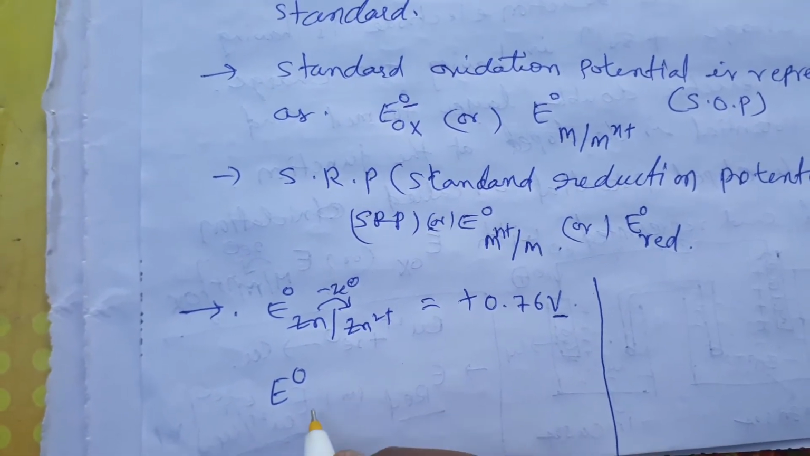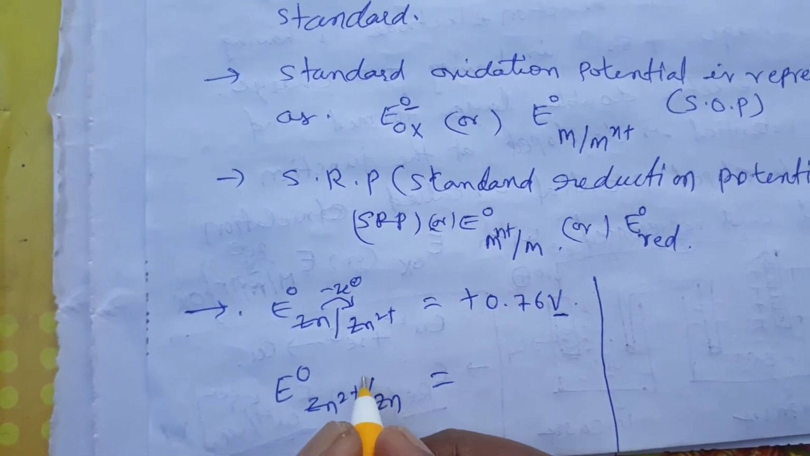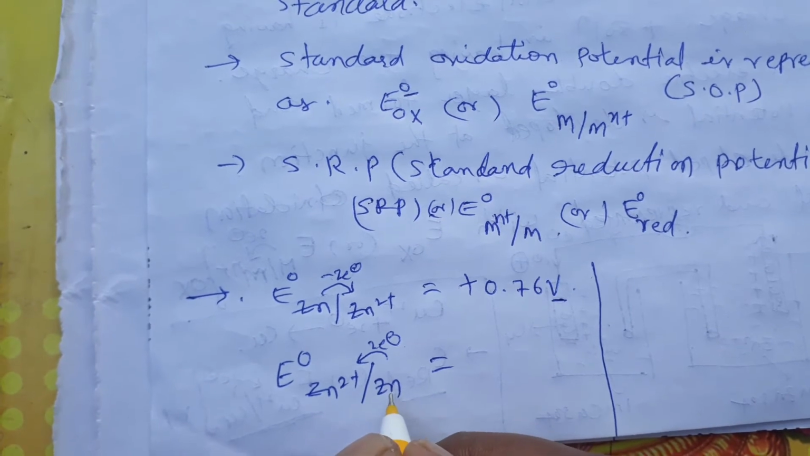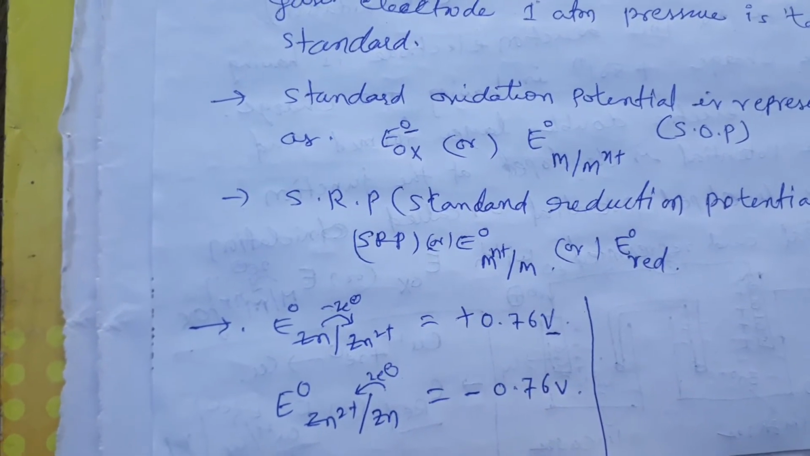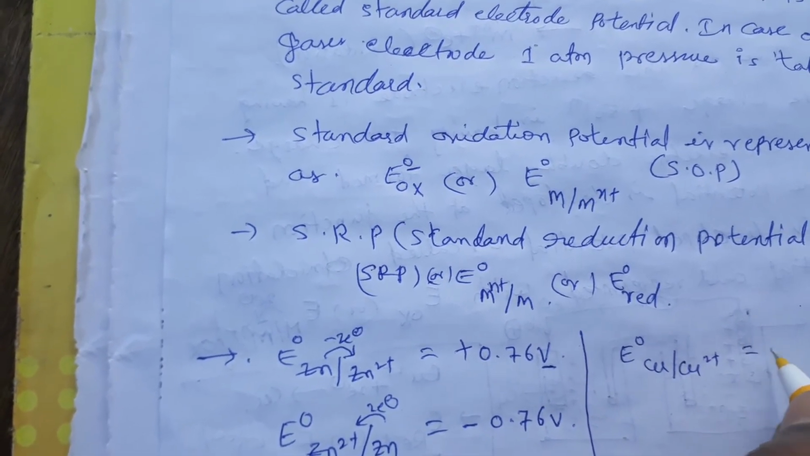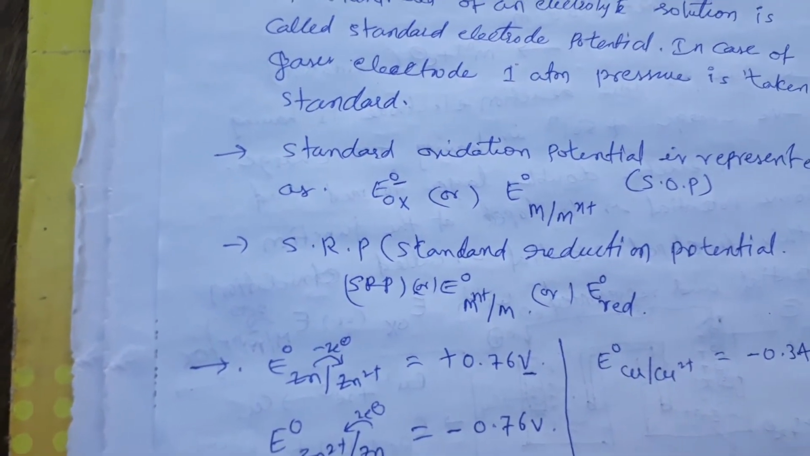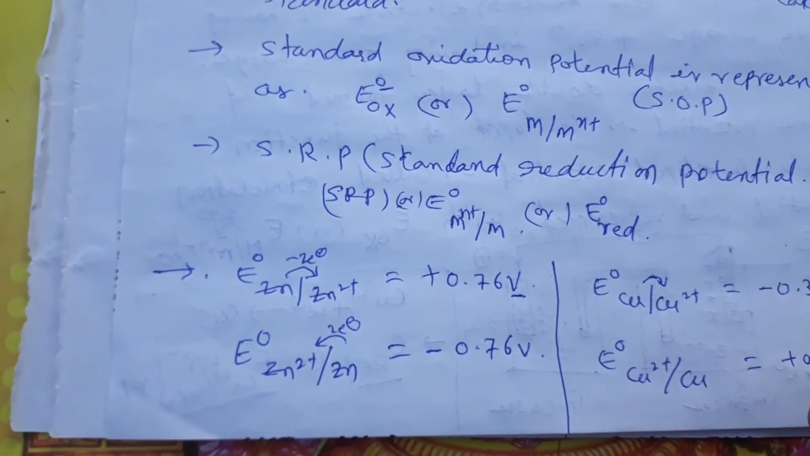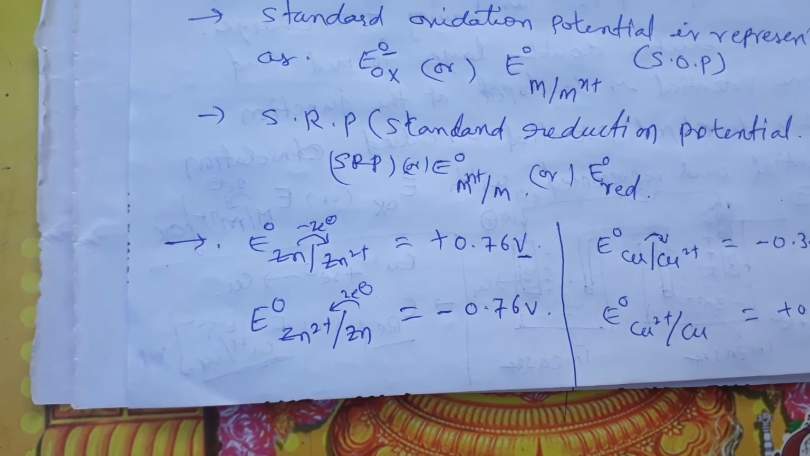So E naught of zinc 2 plus by zinc, that means this is the reduction, right? Here I am adding the 2 electrons, and then this is going to be zinc. So this is the minus sign, minus 0.76 volt. If you see the copper, copper going to copper 2 plus is minus 0.34 volt. So this is the standard reduction potential. Here copper going to copper 2 plus is minus 0.34 volt, and here copper 2 plus going to copper is plus 0.34 volt.